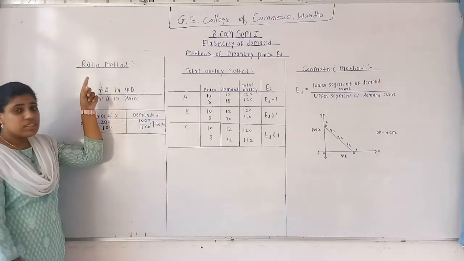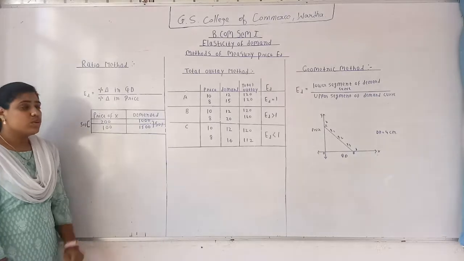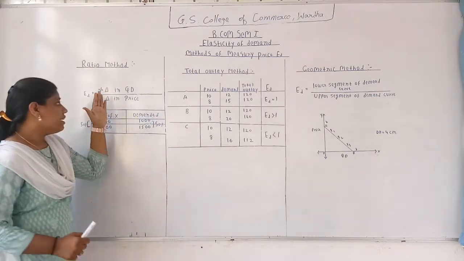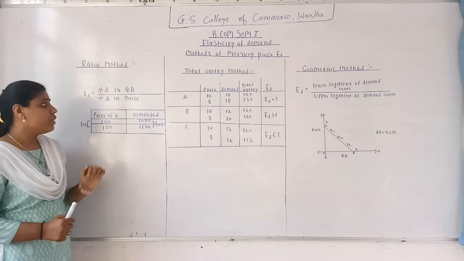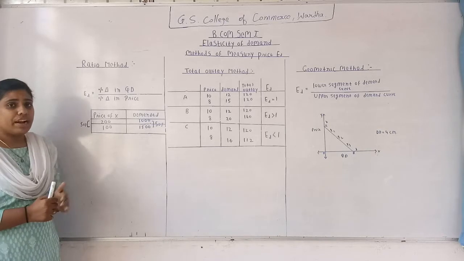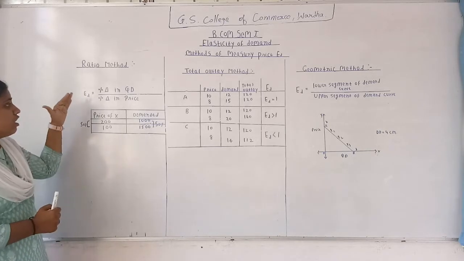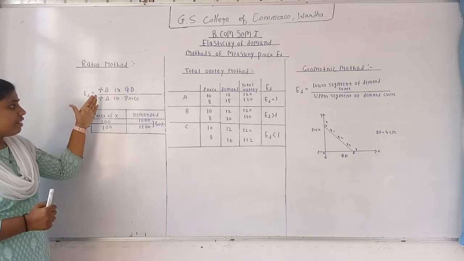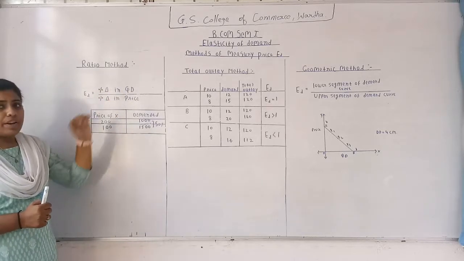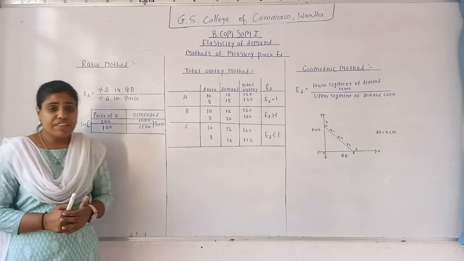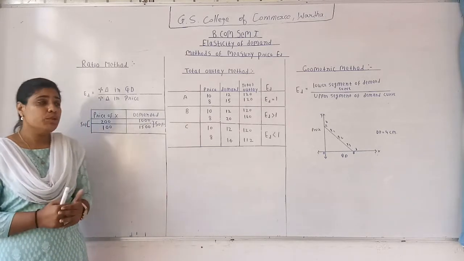So the first one is the ratio method. It is also known as the percentage method. Under this method, elasticity of demand is calculated using this formula: percentage change in quantity demanded divided by percentage change in price. This value gives us the elasticity of demand. We will understand this with the help of a numerical.